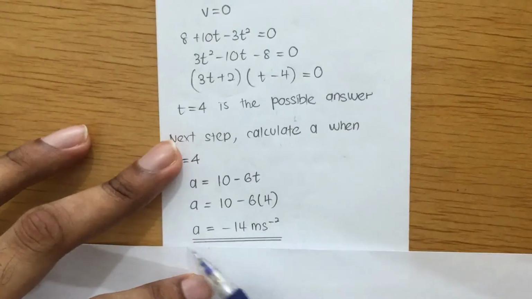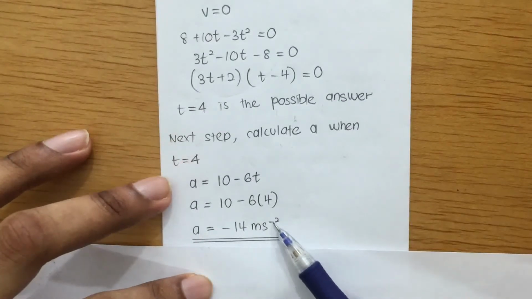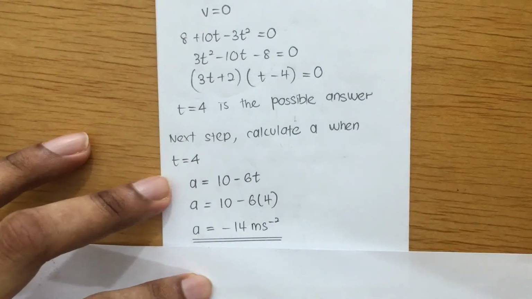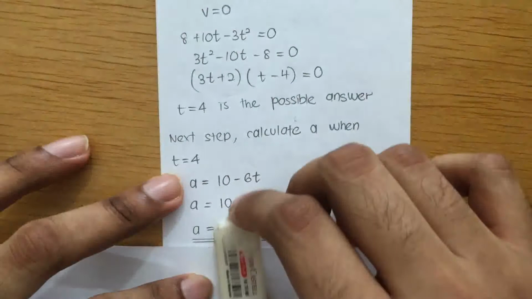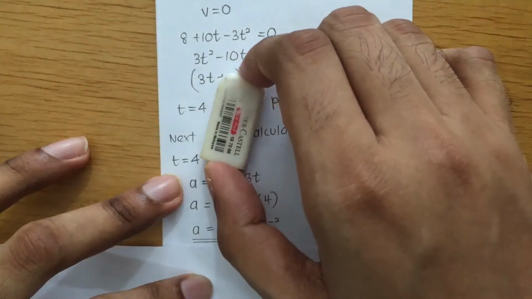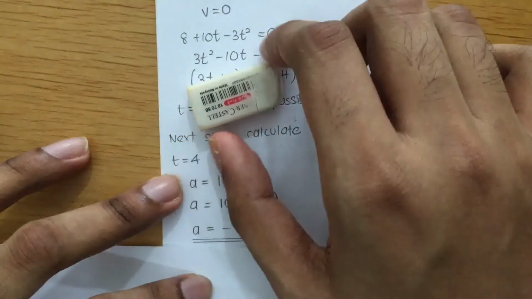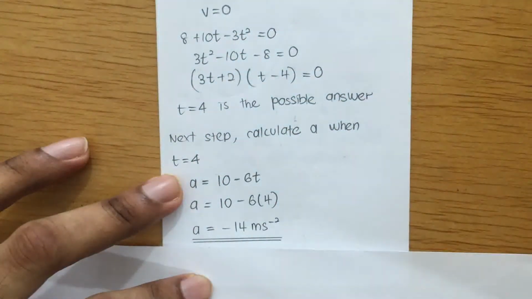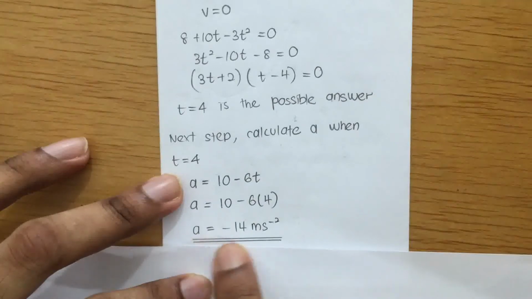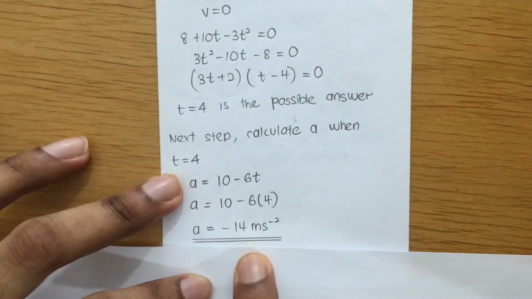So what does this mean? This means that your particle is experiencing a deceleration, which makes sense. Let's say, take back this rubber example, your rubber is moving straight and then it slowly slows down and then it will turn and only then move in the reverse direction. So it makes sense that your particle is actually experiencing a deceleration.